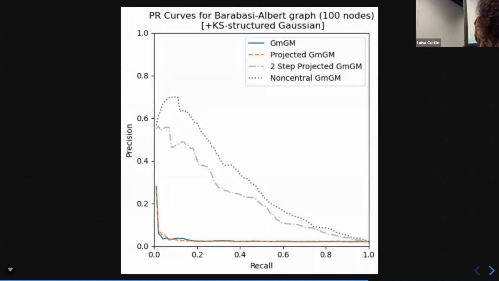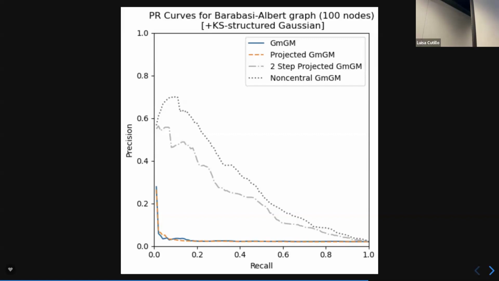So we generated data that are not centered, not with zero mean. This is a Barabasi algorithm graph with 100 nodes. And here we applied GMGM with no correction at all. And of course, the precision recall curve is terrible.